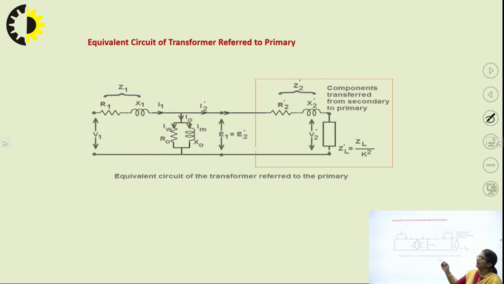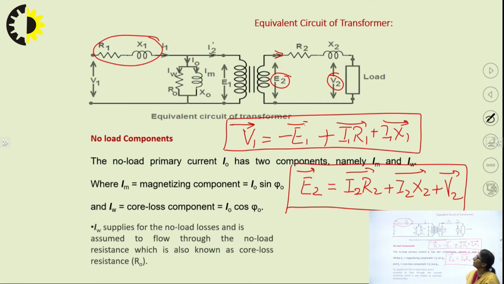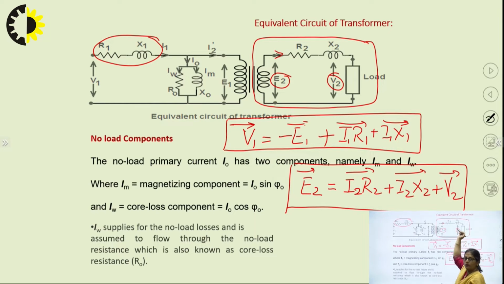The first one is the equivalent circuit of the transformer referred to primary. Referred to primary means the primary circuit is as it is, it is not going to get changed anyway. But the parameters which were there in the secondary circuit would now be referred towards the primary side. I don't require now two different circuits, electrically isolated.